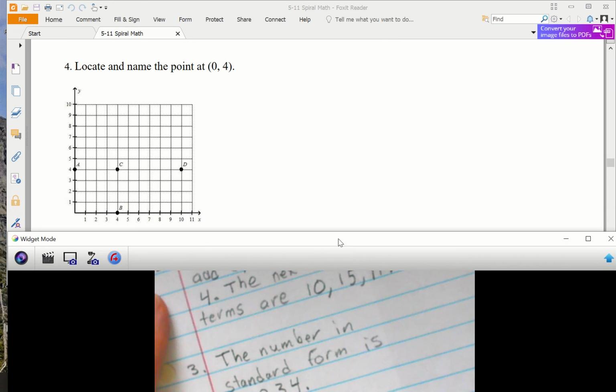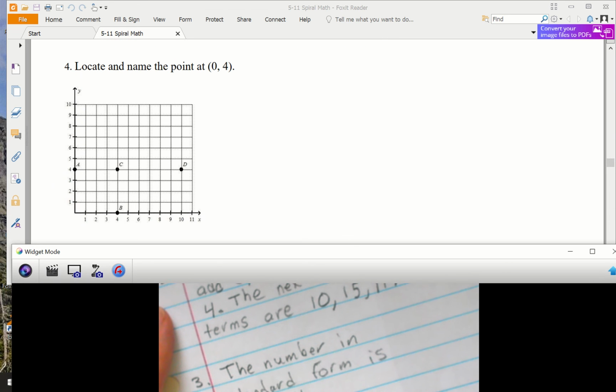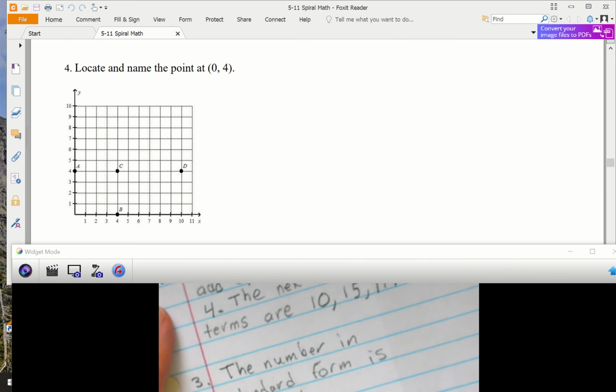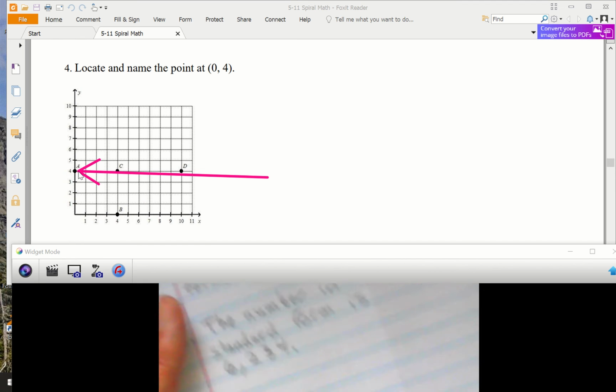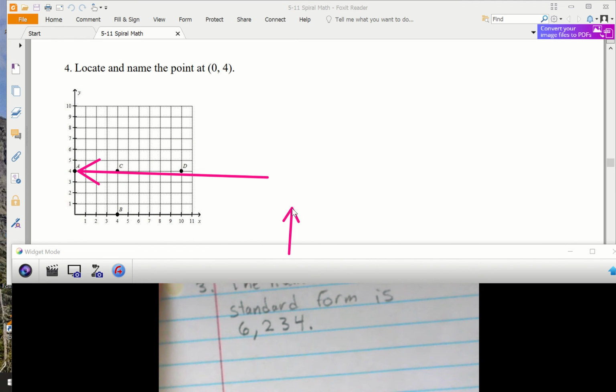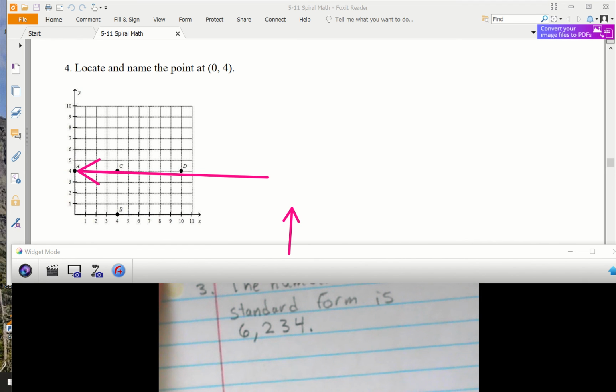Let me just go ahead and move this out of the way here. So we're going to locate and name the point at (0, 4). So what I'll do is I'll look. Since the point is at 0, we're going to start at 0. So I'm going to find 0 on the x-axis. The x-axis is this one right here. And then I'm going to go up to 4. So 1, 2, 3, 4. So the point (0, 4) is A. So I'll put that right here in my answer sentence. Oops, let me get rid of these arrows. We'll move this up eventually.